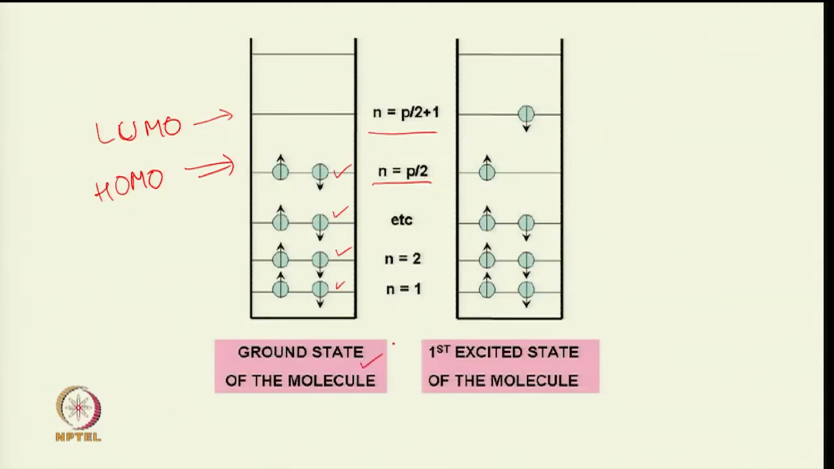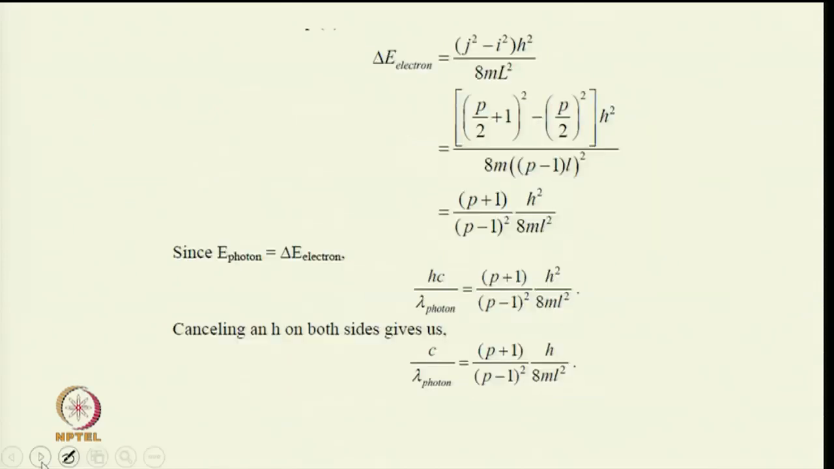Okay? So this is your ground state of the molecule, and the first excited state is when 1 electron from HOMO goes to LUMO. And now we can calculate delta E. So delta E is equal to J square minus I square times h square by 8 m L square. So what I am giving is, when I go from n is equal to I to n is equal to J, this will be the delta E for the electron.